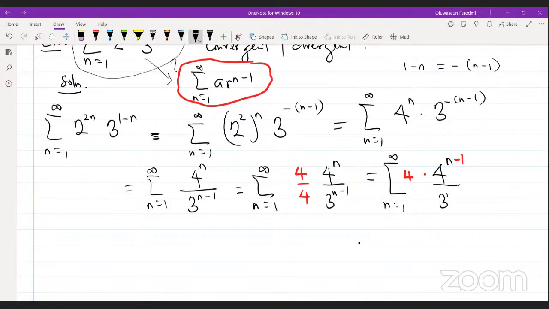Divided by 3 to the n minus 1. Now watch that I use the red pen for the negative 1 power. Why? Because when you have 4 to the power of n divided by 4, this is just 4 to the n minus 1. And that's exactly what I did over there. All right.